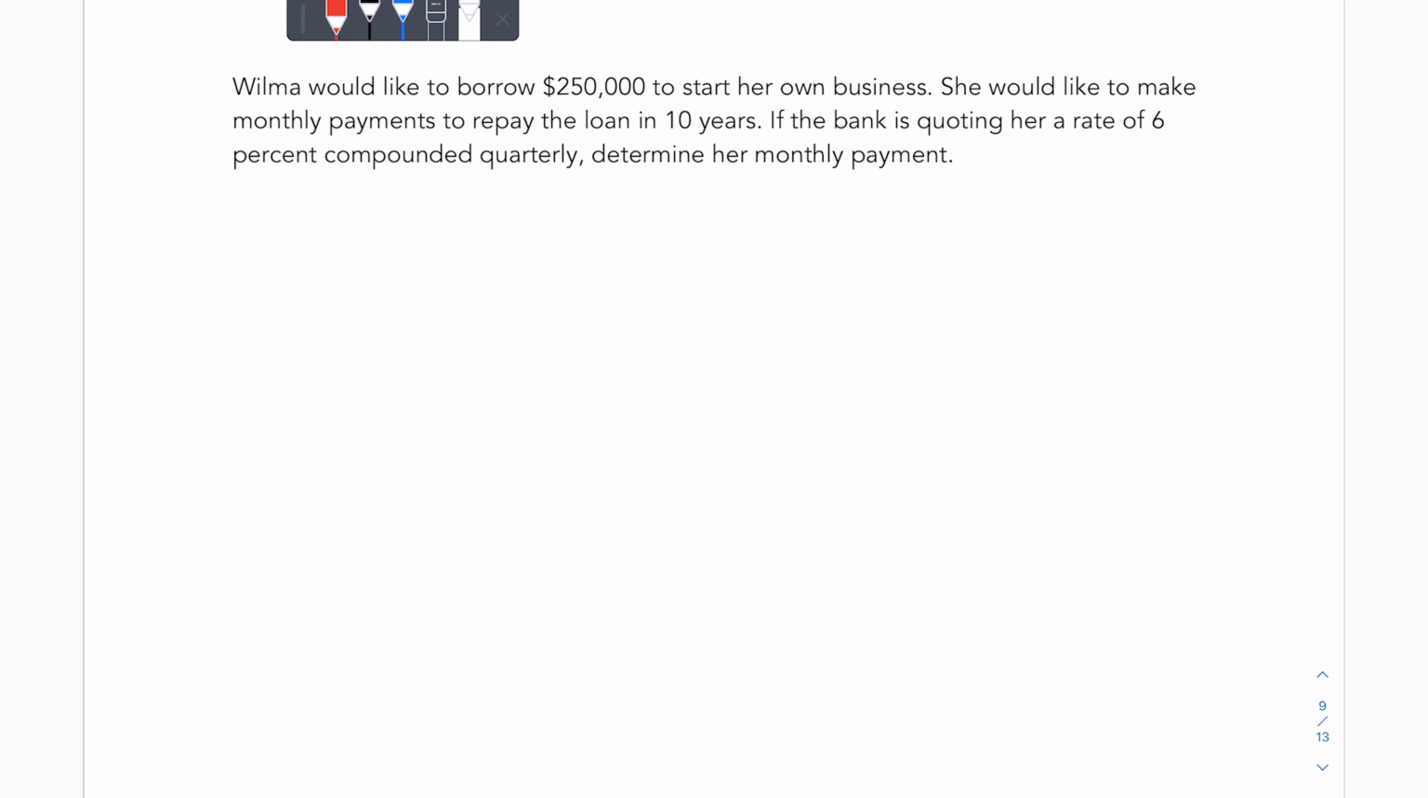Wilma would like to borrow $250,000 to start her own business. She would like to make monthly payments to repay the loan in 10 years. The bank is quoting her a rate of 6% compounding quarterly. Determine her monthly payments. This is basically the exact same thing we did in the previous question.